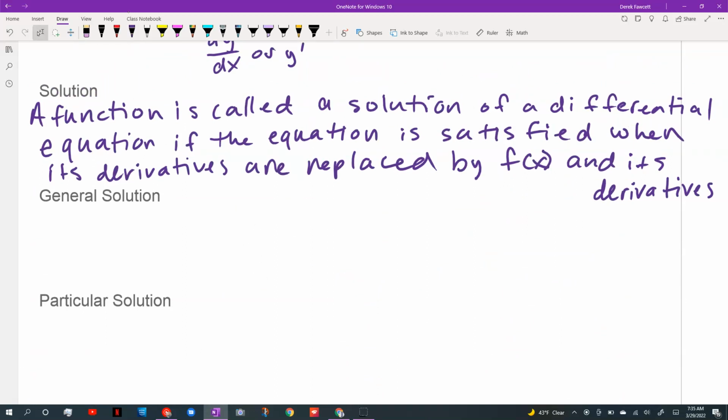What about the general solution? Now, the general solution is something like the family of functions. If you think about what we're doing when we are integrating, right? The general solution includes every possible solution to the differential equation.